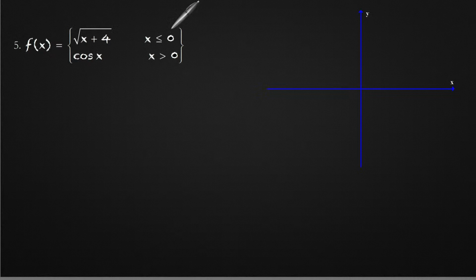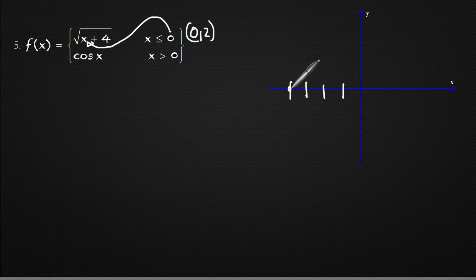So let's plug 0 into our function and figure out where it stops. So you plug in 0, 0 plus 4 is 4, root 4 is 2, so 0, comma 2 is where this function ends because it's valid for x is less than or equal to 0. So we're going to shift 1, 2, 3, 4, and we're going to draw a square root function, and we're going to put a closed dot because it's less than or equal to.